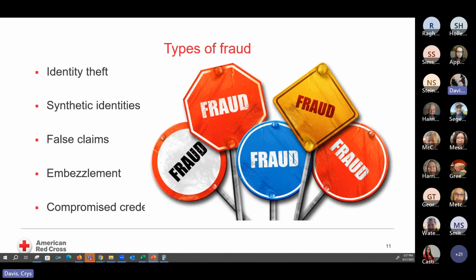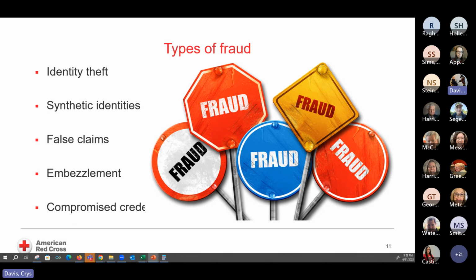Now, last month, we talked about identity theft and synthetic identities. This month, we are going to talk about false claims, embezzlement, and it's supposed to be compromised credentials, but it looks like it got hidden behind the screen or picture. So apologies for that. I will fix that before I send out the PDF.